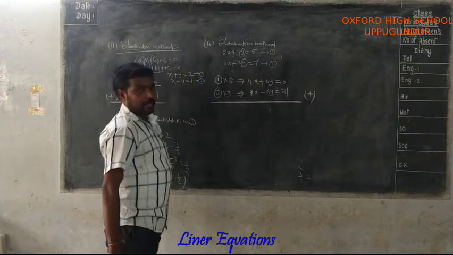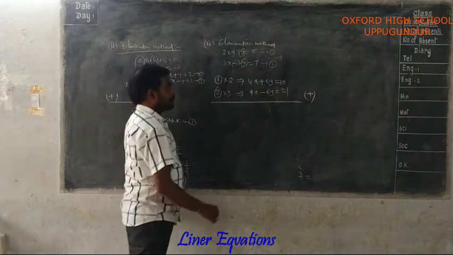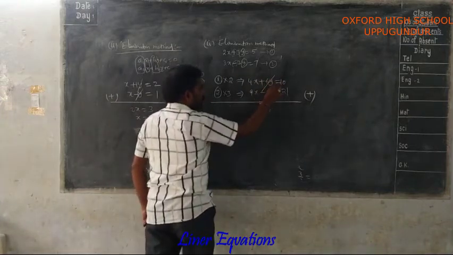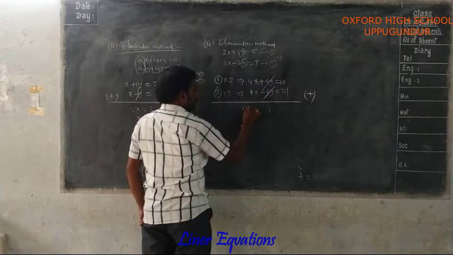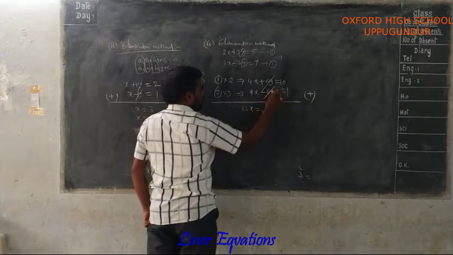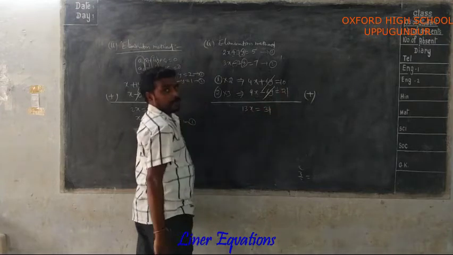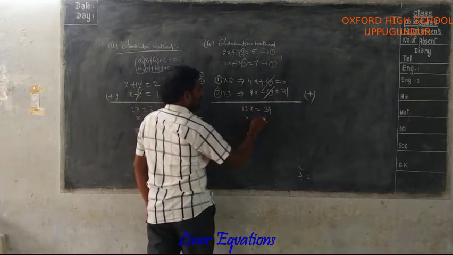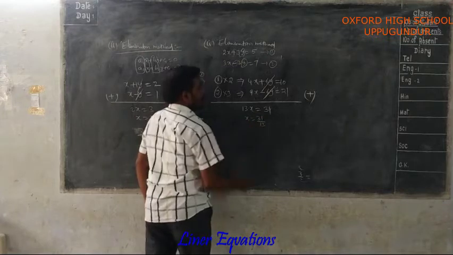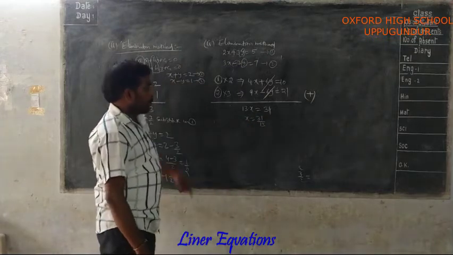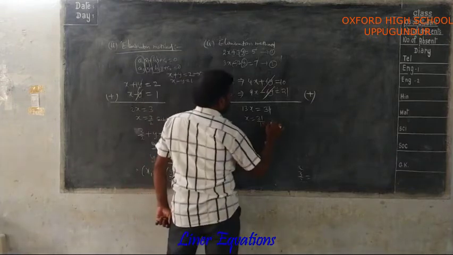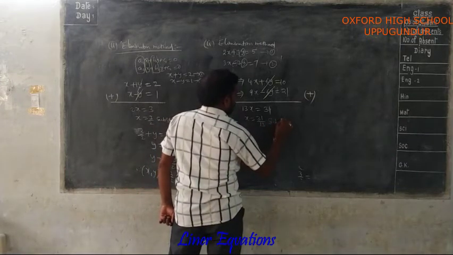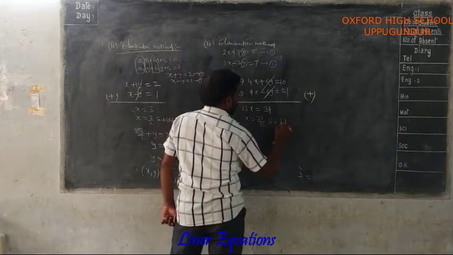So whenever we are adding, simply you have to add. That's all. Plus 6y minus 6y gets cancelled. 9 plus 4, 13x equal to 21 plus 10, 31. X equal to 31 by 13. To get y value, you have to substitute in any one of the above equations.